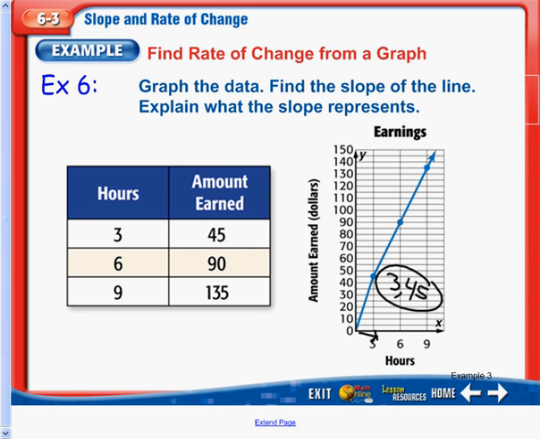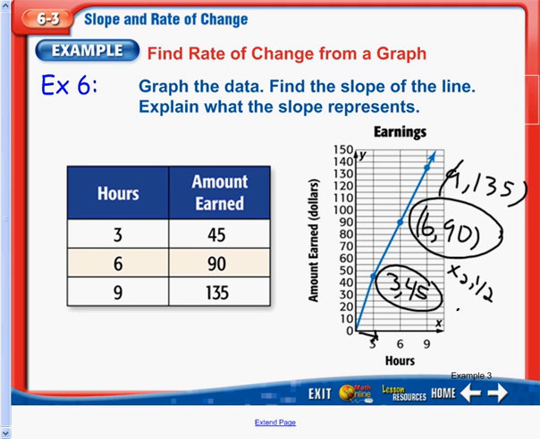Then our next point is (6, 90) here. So we're on the 90 line and we are on the 6th. So the second point is (6, 90). And the last point looks like it's (9, 135). And that's also what the graph tells us. So we're going to plug in our first two sets. The (6, 90) will be our x2, y2. The other one will be our x1, y1.